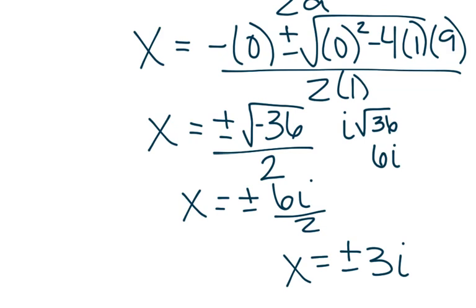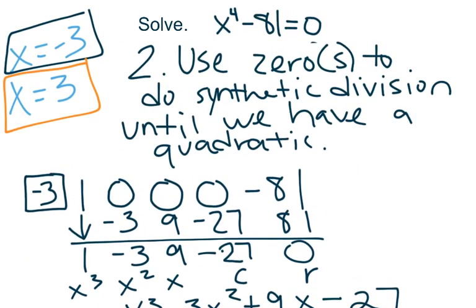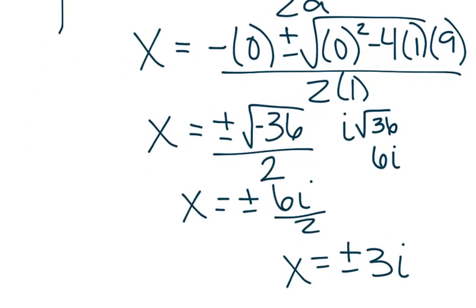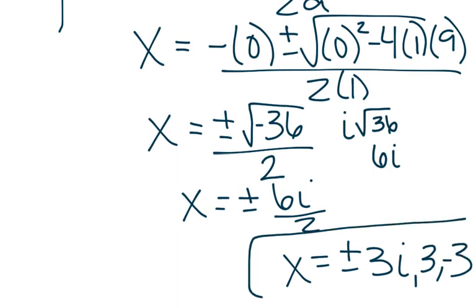And then, don't forget, at the very beginning we found that x equaled 3 and negative 3. So those are the same 4 answers we got by factoring, but that's the long, drawn out process if you don't know how to factor.